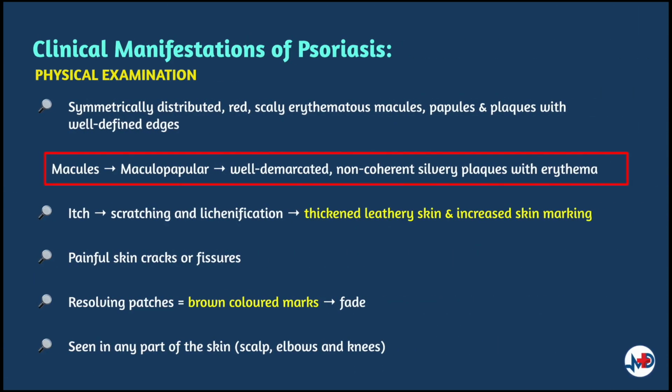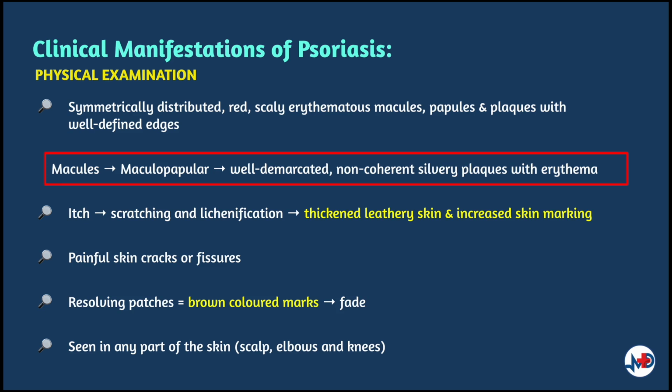The findings on physical exam will depend on the type of psoriasis present as explained on the previous slides. Generally, you would expect to see symmetrical distribution, red scaly erythematous macules, papules and plaques with well-defined edges. The scale is typically silvery white except in skin folds where the plaques often appear shiny with a moist peeling surface.